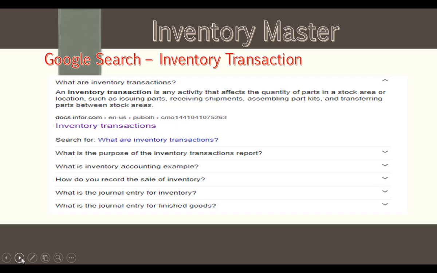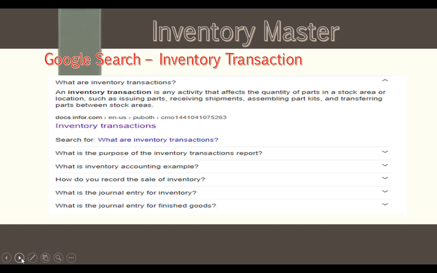transactions, what Google tells is: an inventory transaction is an activity that affects the quantity of a part in a stock area or location, such as issuing a part, receiving a shipment, assembling a part kit, and transferring between stock areas.